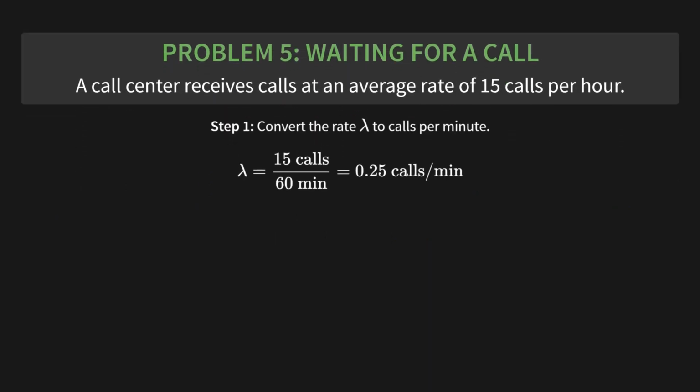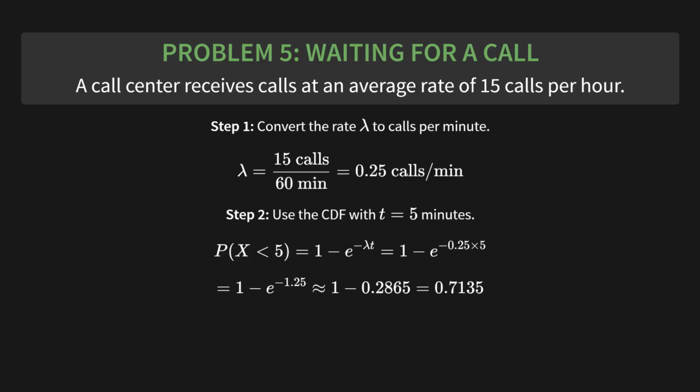Let's break it down. Step 1. We need our units to match. The rate lambda is in calls per hour, but our time t is in minutes. So let's convert the rate. 15 calls per 60 minutes gives us a lambda of 0.25 calls per minute. Step 2. Use the formula, which is called the cumulative distribution function, or CDF, with t equals 5 minutes. The probability that x is less than 5 is 1 minus e to the power of negative lambda times t. So that's 1 minus e to the power of negative 0.25 times 5. This becomes 1 minus e to the power of negative 1.25.